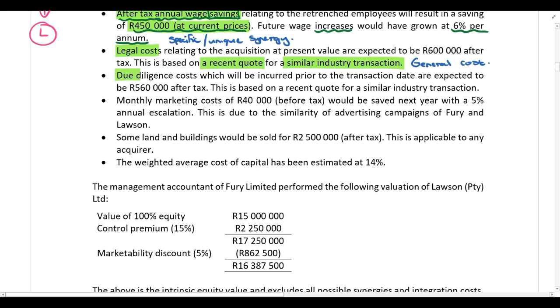We then have due diligence costs, which will be incurred prior to the transaction date, and are expected to be 560,000 Rand after tax. This is also based on a recent quote for a similar industry transaction. So once again, guys, this is not specific to Fury purchasing Lawson Pty Limited. This cost will be incurred if any company purchases the shares in Lawson. So this is going to be a general cost.